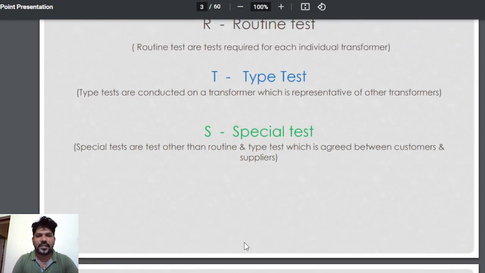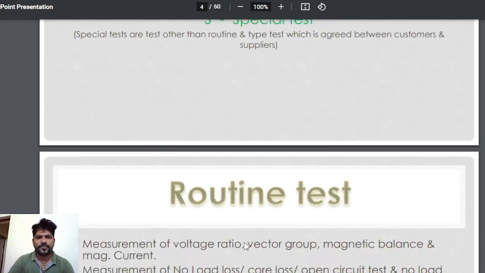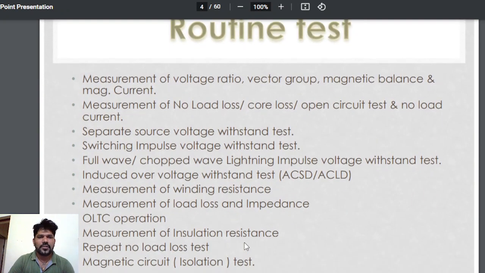Special tests are tests other than routine and type tests, which are agreed between customer and supplier. Suppose any special test is recommended by the customer, that has to be done as a special test. It will be done only once. Next, routine test. So what are the tests we'll do in the routine test?